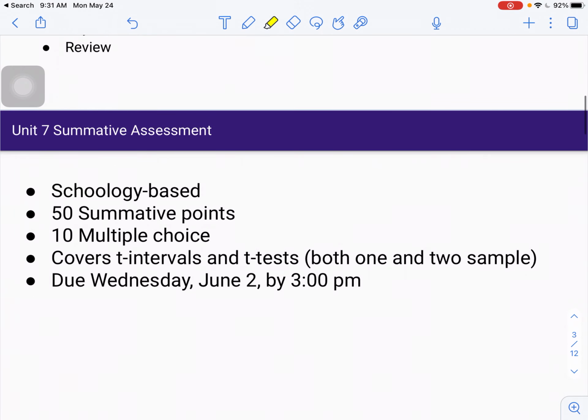Unit 7 summative that's coming up. It is Schoology based, 50 summative points. It's 10 multiple choice questions. It covers T-intervals and T-tests, both one sample and two, which includes the paired data. So make sure that you are prepared for that. And you need to have that done by Wednesday, June 2nd by 3 p.m. So those of you that are seniors, that will be the day before your last day of school.